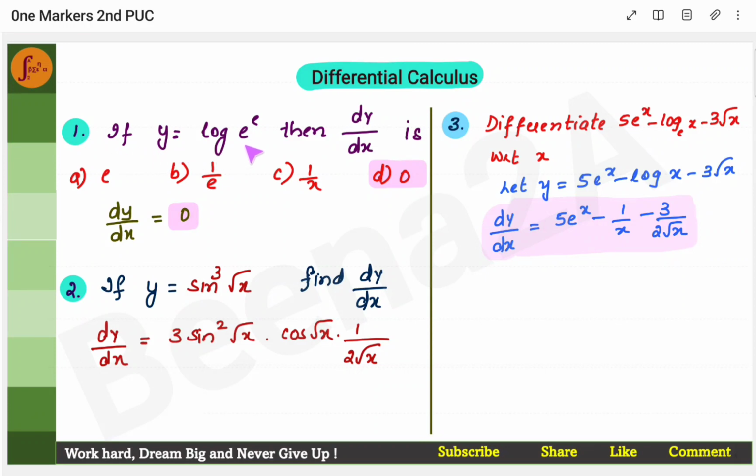If y is equal to log e to the power e, then dy by dx is, so we'll have to find derivative. So we'll have to differentiate this entire expression. Now always remember one thing, e is a constant, that it's a number, right? Any number, it's a constant. And it is raised to the power e, another constant, which means derivative of a constant is always 0, right? For example, derivative of 1, derivative of 2, any number, derivative of any number is 0. So log of a constant is a number. Therefore, derivative is 0.